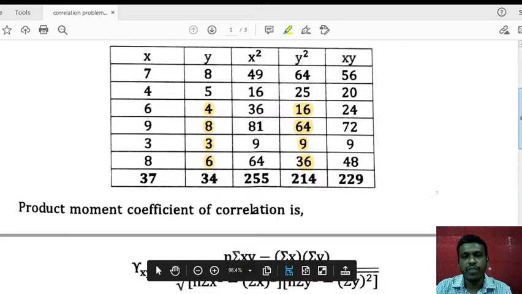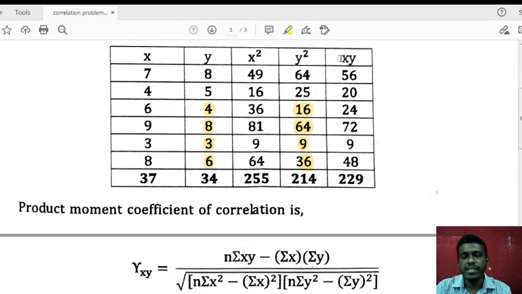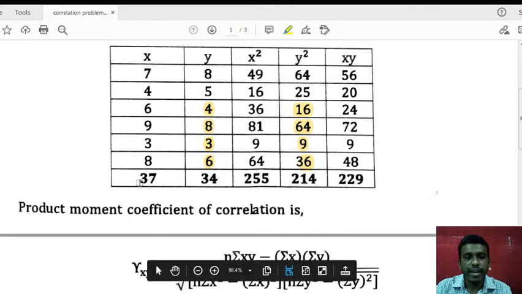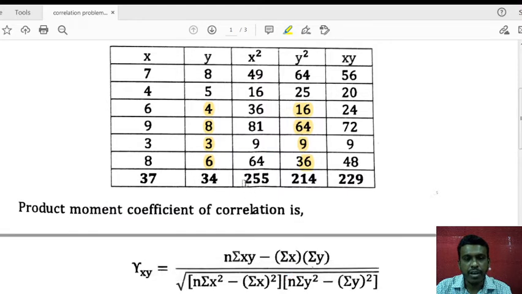The next step is to find out xy. xy is x into y. 7 into 8, 56. 4 into 5, 20. 6 into 4, 24. 9 into 8, 72, and so on. Total this up. So you will get sigma x, sigma y, sigma x square, sigma y square, and sigma xy. All these values you will get.